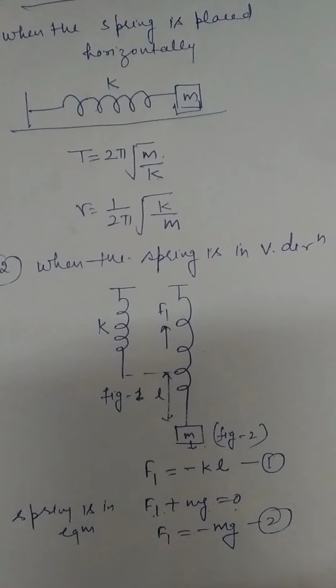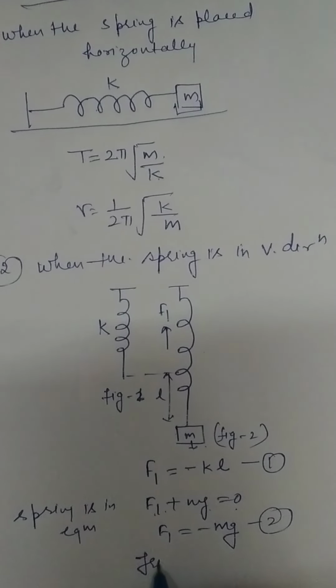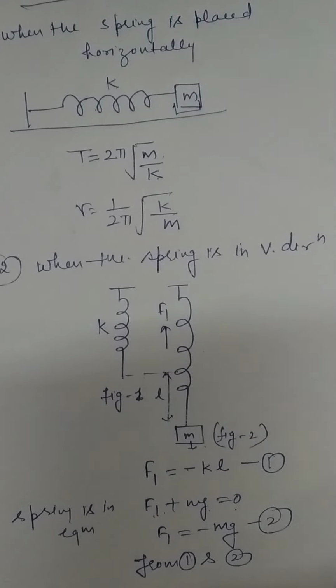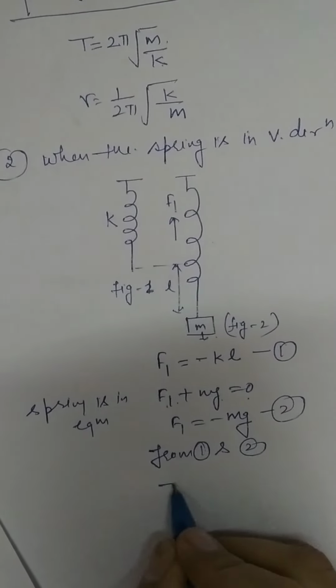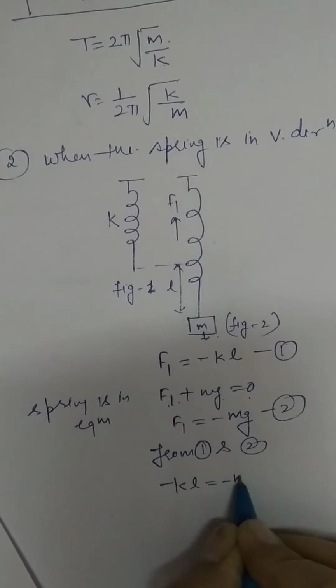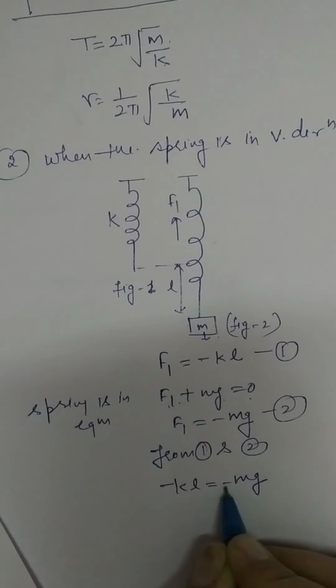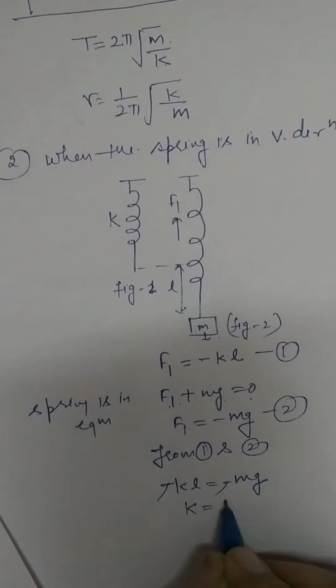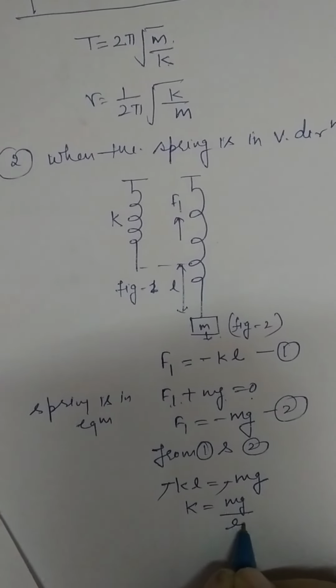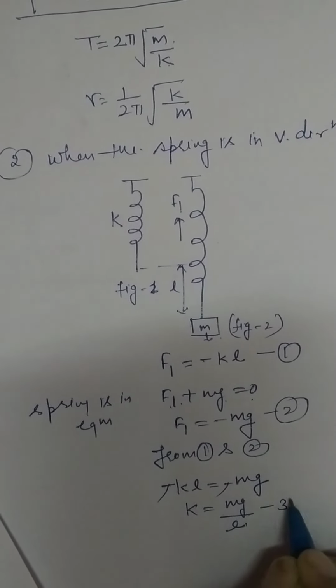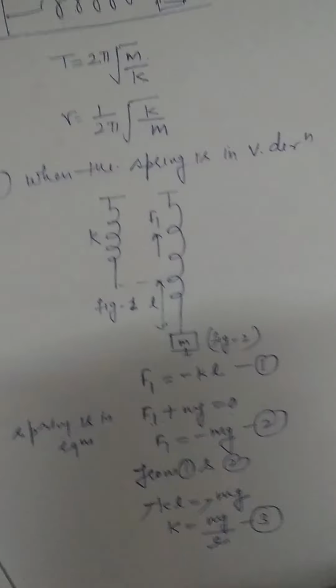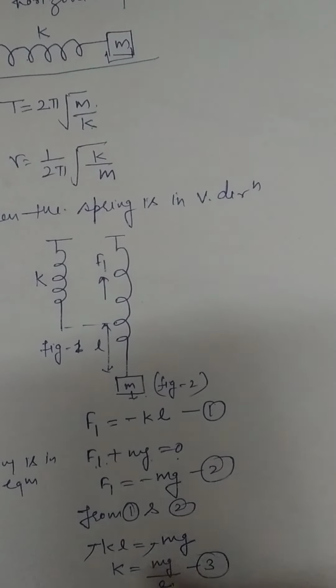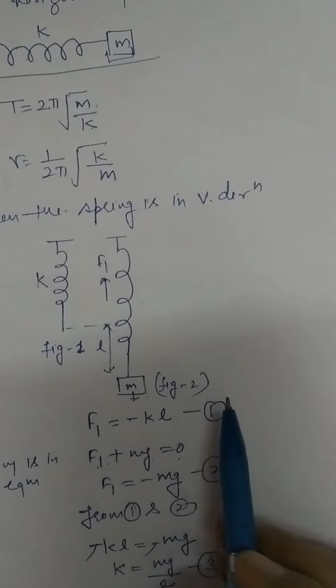Now on comparing 1 and 2, you can write minus of KL is equal to minus of mg. So what is the value of K? It becomes mg divided by L. This is the value of spring constant. This is equation number 3. Now I will use the third figure. In this case the spring is in equilibrium.